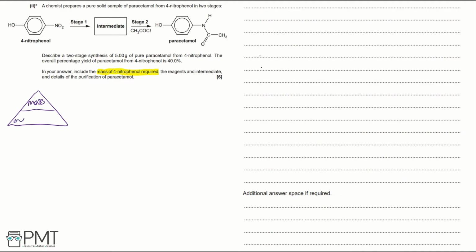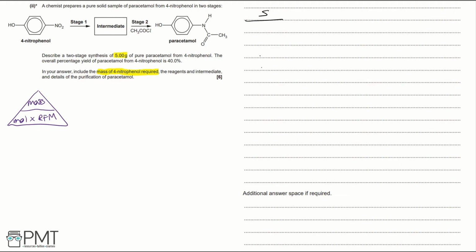On the bottom, we have moles times relative formula mass. So what this equation triangle means is that moles times relative formula mass equals mass, or mass divided by moles equals relative formula mass, and so on. So if we're working out the moles of paracetamol, we need the mass and the relative formula mass. We're given the mass in the question, 5 grams. So we would have 5 divided by the relative formula mass.